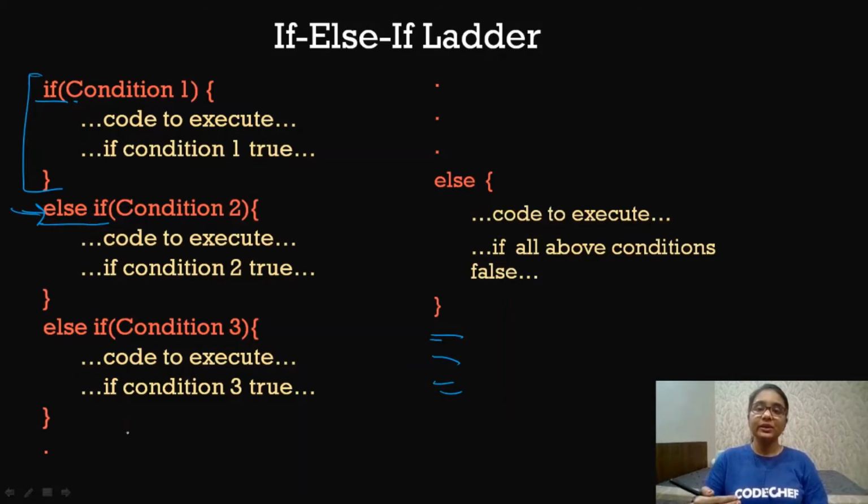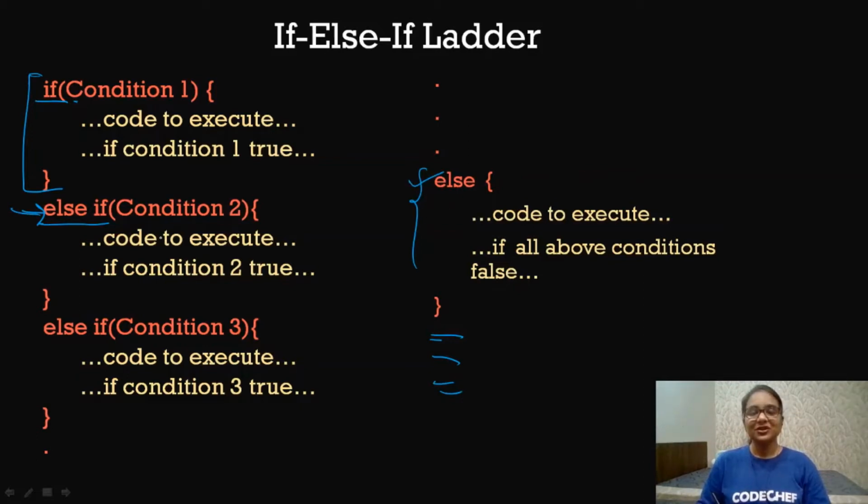So this way you can place as many conditions as you want in a particular program. And then when all the conditions are over and you come to the last part, where you want some part of the code or some piece of information to be executed if all the conditions are false, that is placed inside the else block. If all the conditions are false, then this else block gets executed.